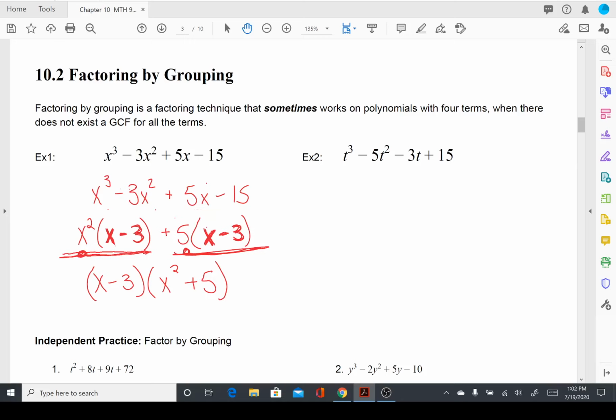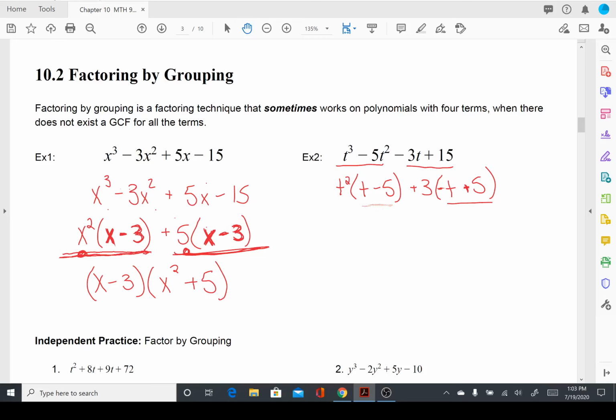Okay, with this one, same setup. We're going to consider the first 2 terms and the second 2 terms separately. So we have t squared in common in the first 2 terms, leaving us with t minus 5. And we will have negative 3 in common for these next 2 terms, t minus 5. Now let's say you'd taken out positive 3 instead. That would have switched these signs. You would know that something was wrong because you want both of your parentheses to look exactly the same.